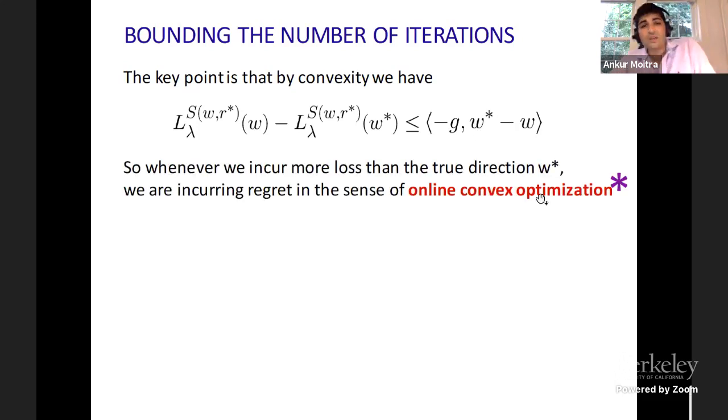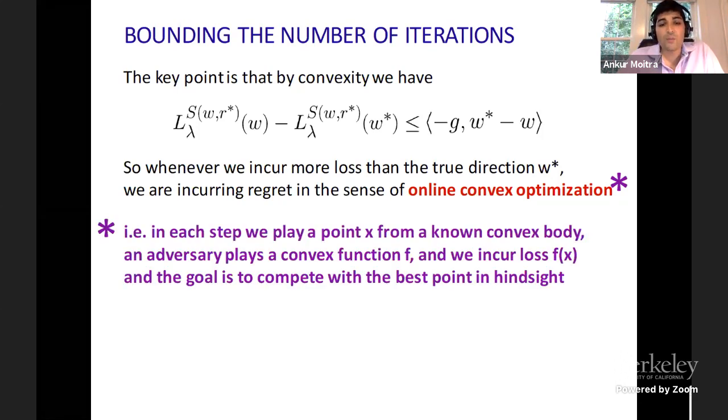So this is actually what's called online convex optimization. The framework is that there's some convex body. In our case, it's the unit ball, because we're interested in finding a W that's in the unit ball. And each time step, the adversary plays a convex function. In our case, it's a very simple convex function because it's the gradient. And what we incur is the evaluation of the function at the point that we play. And the goal is to compete with the best point in hindsight.